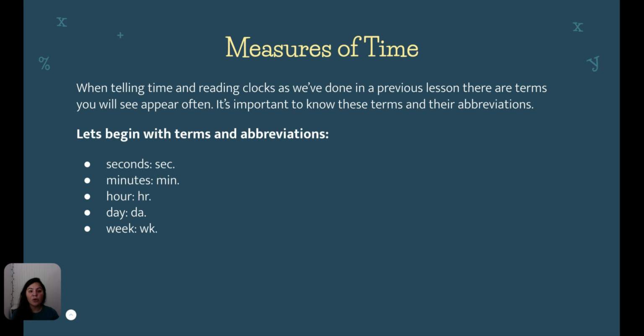So then we have hour, which is HR, period. Once again, there's a period at the end because it's an abbreviation. Then we have day, which is DA, period. And our abbreviation for week is WK, period. So go ahead and write these down so that you can use them later on in our lesson. And again, these are the measures of time and their term and their abbreviation.